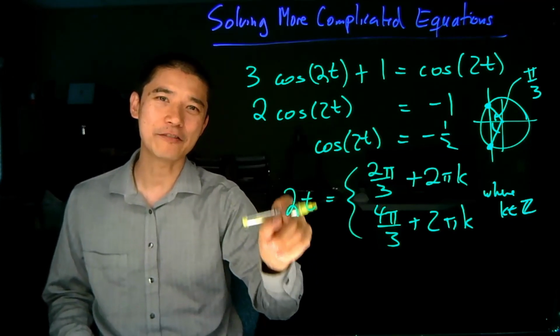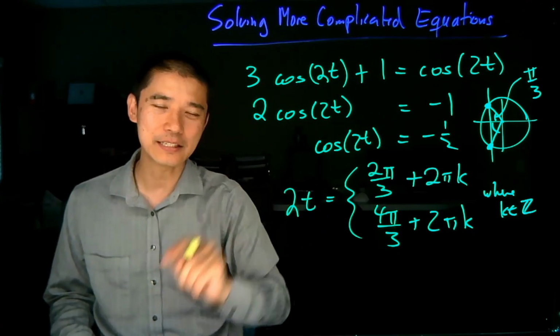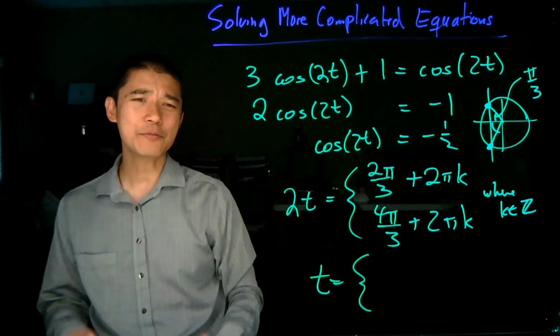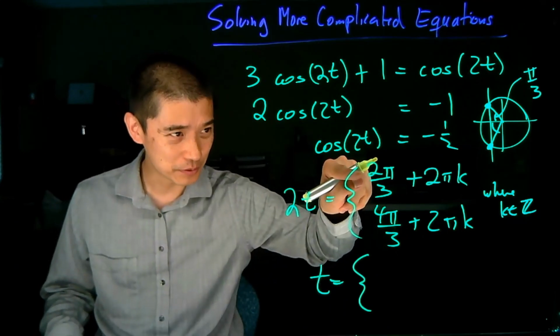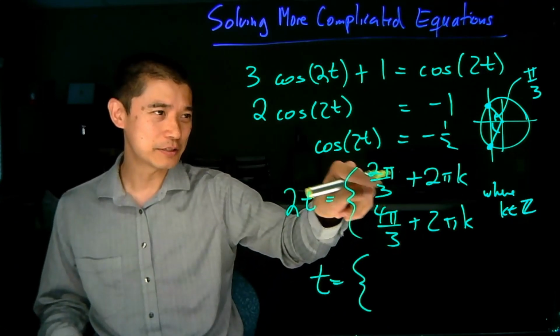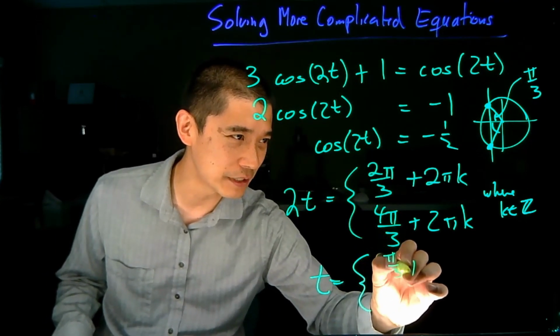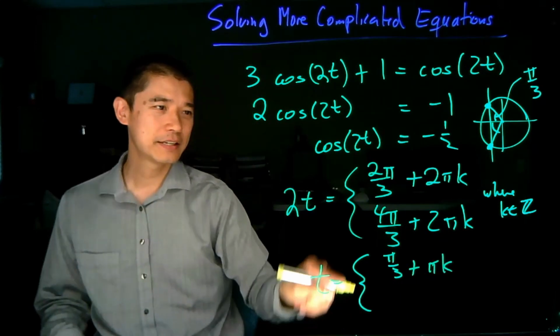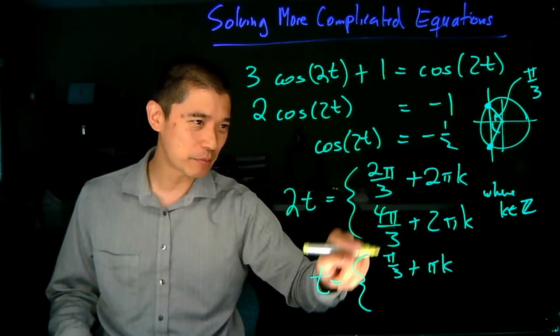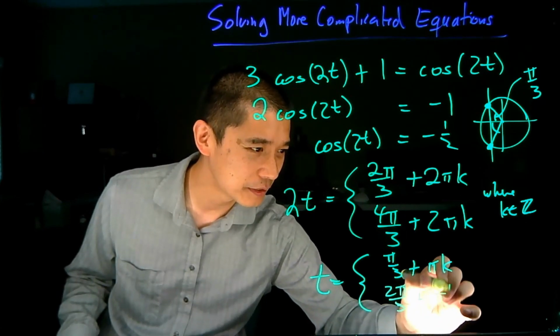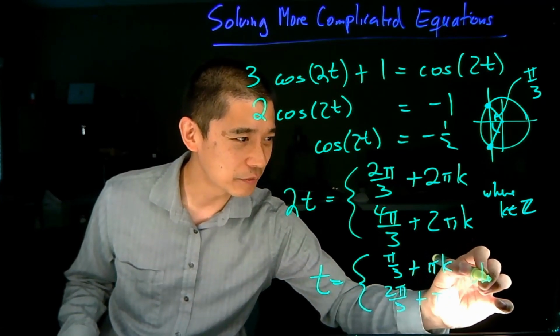We still have not solved for t. We have to get the t completely isolated. And so to do that, in this case, we just need to divide both sides by 2. So we're going to look at the top line first. You can see if I divide by 2, those 2s end up canceling out everywhere. We get pi over 3 plus pi k. Down here, we divide everything by 2. 4 pi becomes 2 pi, so 2 pi over 3 plus pi k. Again, where k is an integer.